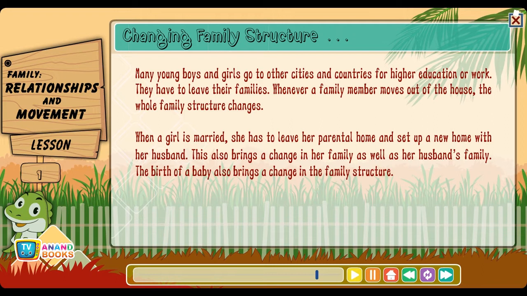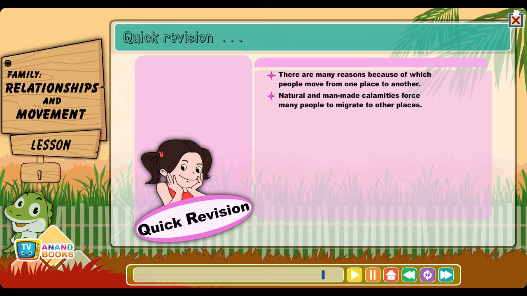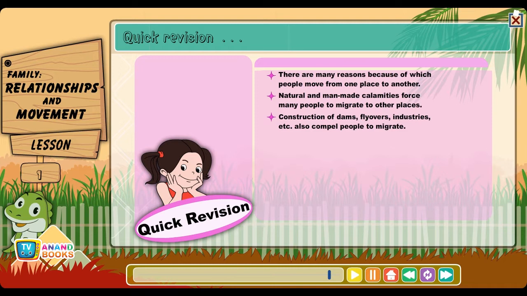Quick revision. There are many reasons because of which people move from one place to another. Natural and man-made calamities force many people to migrate to other places. Construction of dams, flyovers, industries, etc. also compel people to migrate.